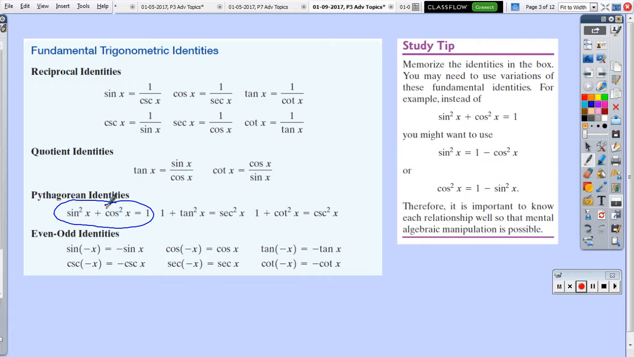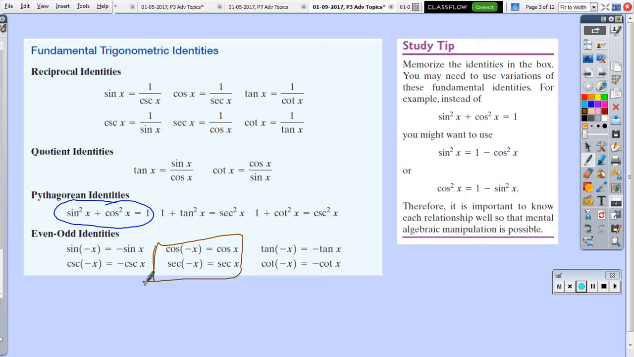What's new? The ones that are the most recent, that we haven't really gone over in depth, are the last section here. We have the even odd identities. Notice that these 4, sine, cosecant, tangent, and cotangent, are the ones that are odd, such that the sine of negative x is equal to negative sine of x, and so forth. Cosecant of negative x equals negative cosecant of x. The 2 that are even are these 2.